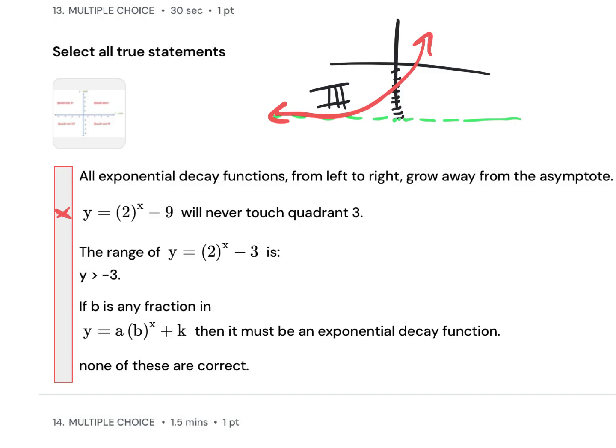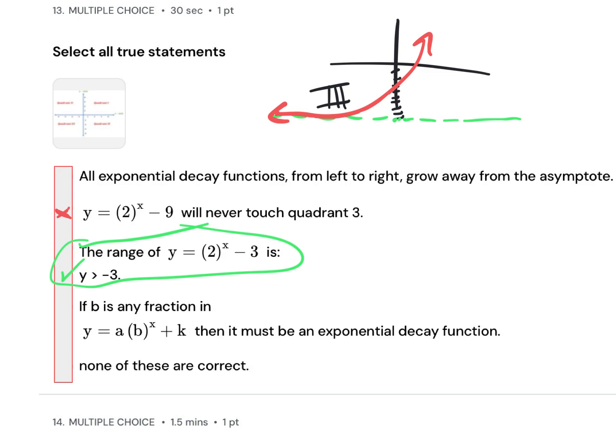How about the range? Well, the range of this guy, we know that it's either above or below the k value, -3. And in this case, the a value is positive. There is no a value. It's +1. So this is going to be y is greater than -3 because the a value is positive. So that's a true statement. If you would have had a negative out here, then that would be y is less than -3. But because the a value is positive, it's y is greater than -3. So this is a true statement right there. Check that. True.